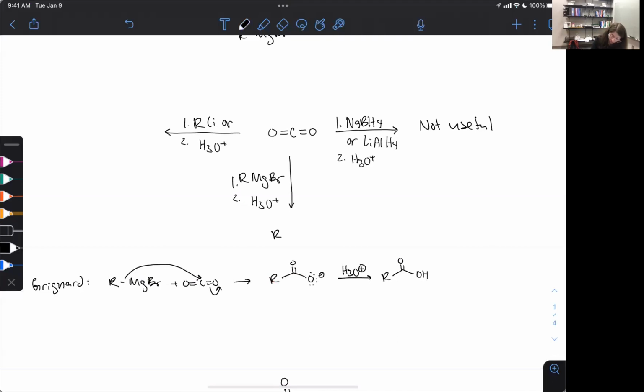So this product is a carboxylic acid, which is kind of cool because it's another way that we can make carboxylic acids that we did not have before. And it's a really fun reaction to actually run because you literally just drop dry ice in with your Grignard reagent. It's really cool. So tons of fun. Anyway, so let's go on to the organolithium.